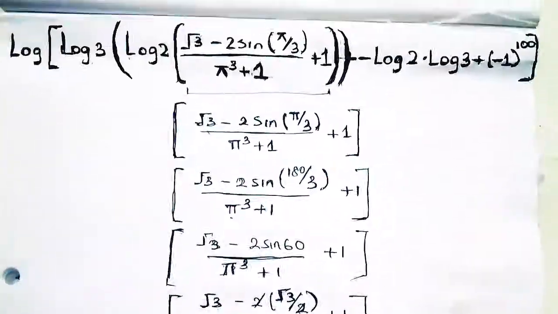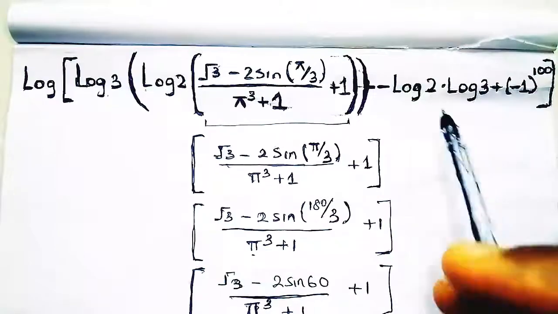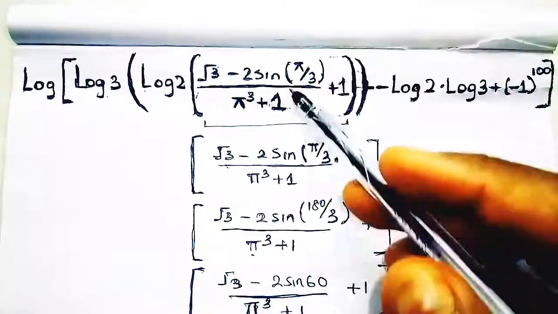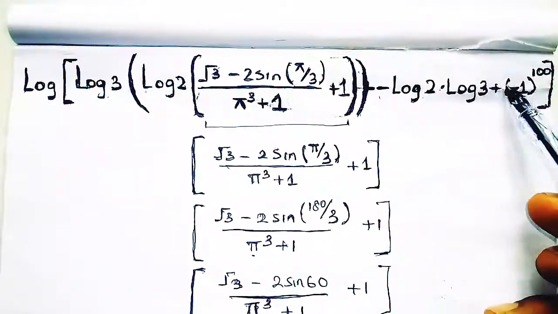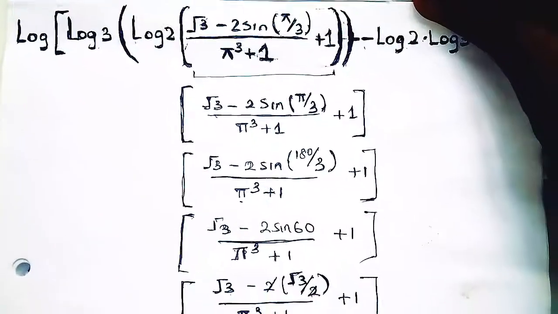So just for you to know, what I just rewrote here was just what we have here. I just rewrote this out. Then instead of me writing this, I wrote 1, then minus log 2, log 3, then plus open bracket minus 1 raised to power 100. So let's continue.